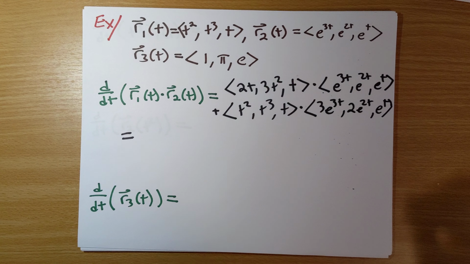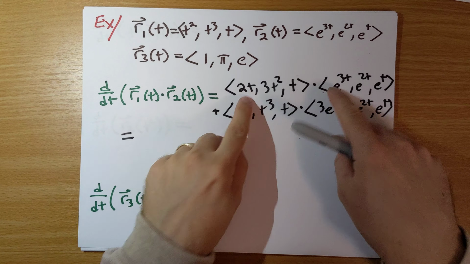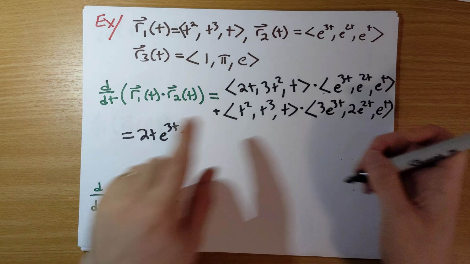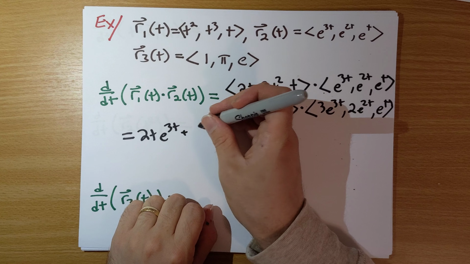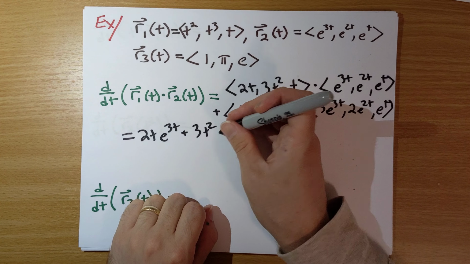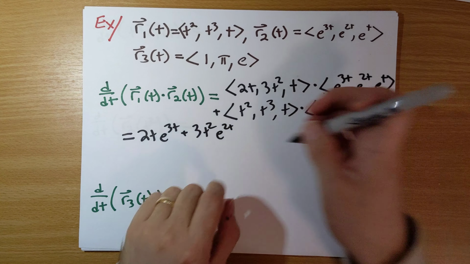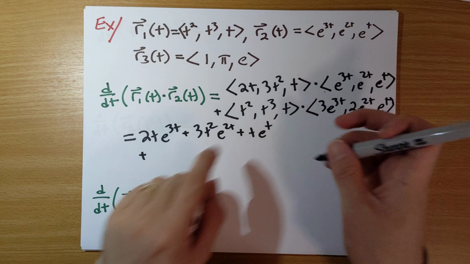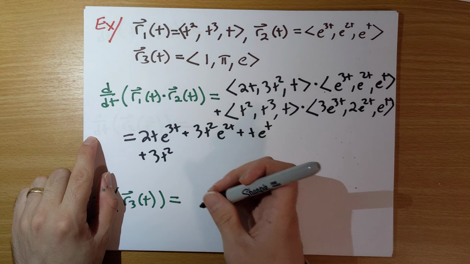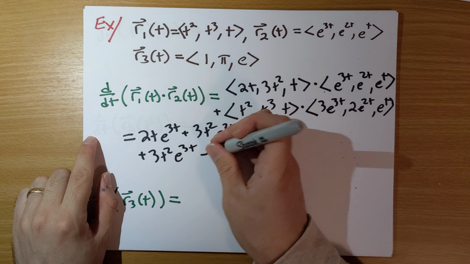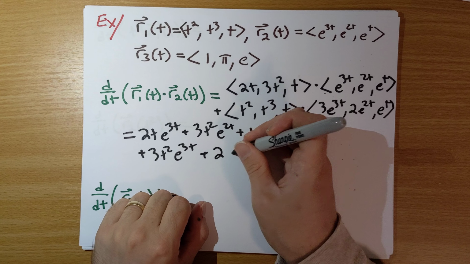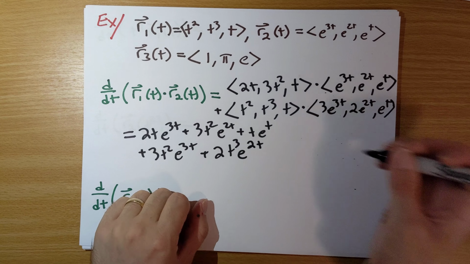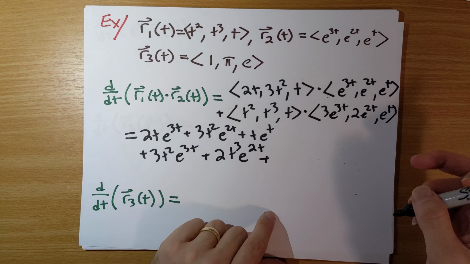And so let's write this out. It'll be this times this, 2t e to the 3t, plus this times this, 3t squared e to the 2t, plus this times this, t e to the t, plus this times this, 3t squared e to the 3t, plus this times this, 2t cubed e to the 2t, plus t times e to the t.